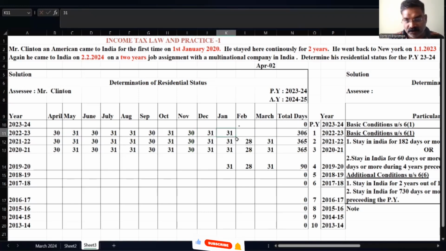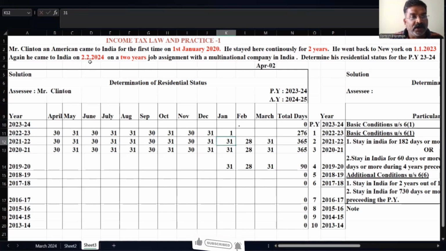Okay. So from February, he was not there. See, he went back to New York on 1st Jan 2023. Sorry, it's not 31, it's 1 day. January, only 1 day he was there. He went back to New York on 1st Jan 2023. So 1 day he was there in the month of Jan.